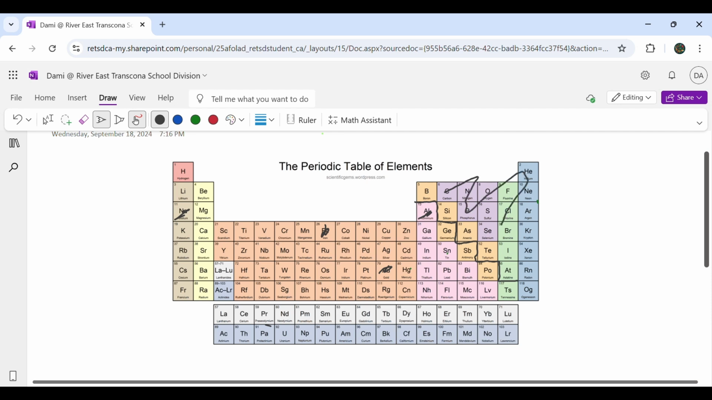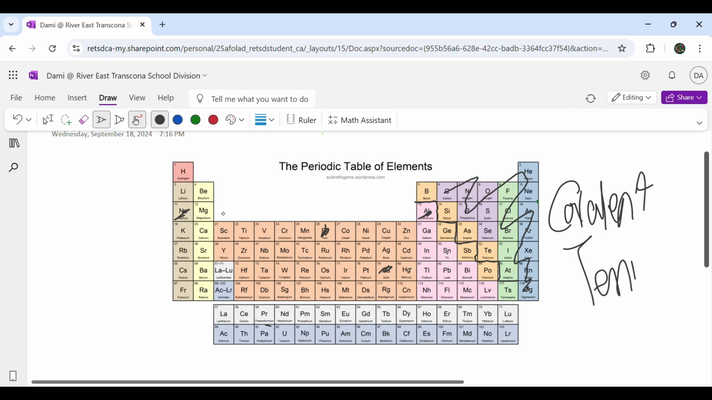Non-metals are found on the upper right side of the periodic table. These are non-metals. They are dull, not shiny. They are poor conductors. They are brittle if they are solid. They are often gases, though not all of them are gases. There are some liquids, and they tend to gain electrons. And these can bond with each other.